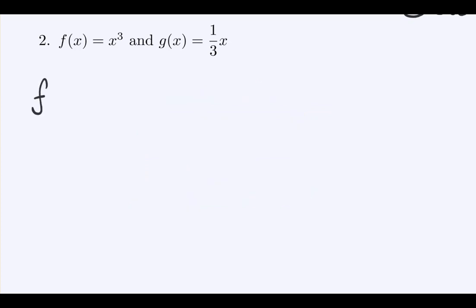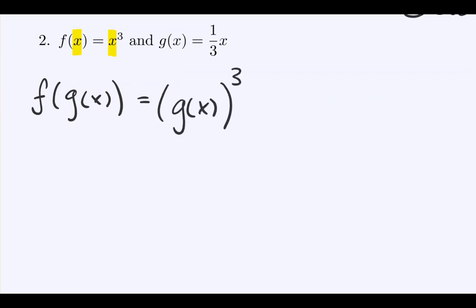So as we start, let's compose f with g of x, or you could start with g of f of x. The order doesn't matter, so long as you do both in each direction. The function f of x takes whatever input it gets and cubes it. So in this case, we're just going to take our input g of x and cube it.